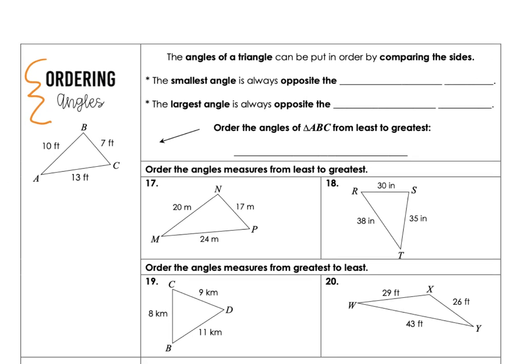So if we're going to put angles in order in a triangle, how this works is the smallest angle in a triangle will always be opposite or across from.